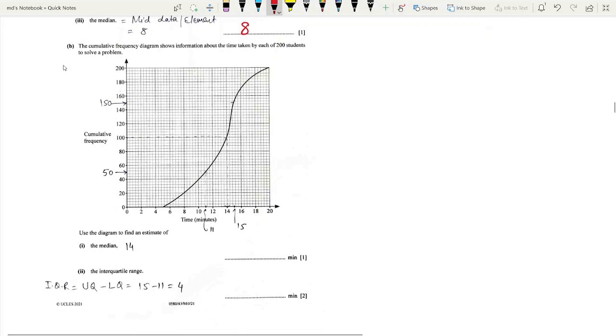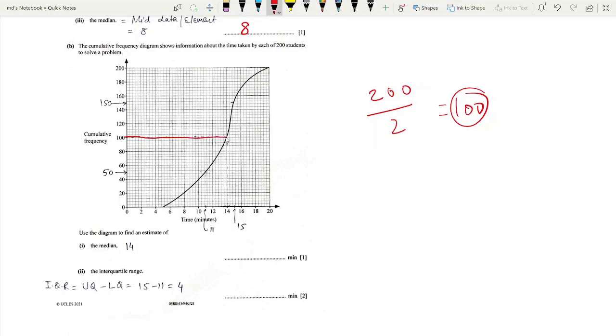Okay, now B part. The cumulative frequency diagram shows information about the time taken by each of 200 students to solve a problem. Now cumulative frequency is already given. See the diagram to find an estimate of the median. So median means middle value. We have 200 students, so 200 divided by 2, 100. So this is our 100, right? Draw a horizontal line. It will intersect your curve somewhere, and then you will draw a vertical line here. So here it will be 14. So median is 14. Understood?